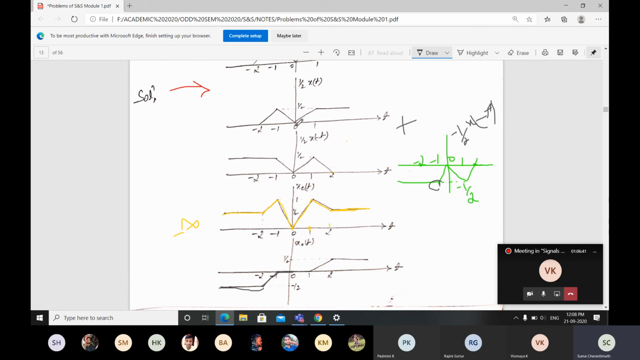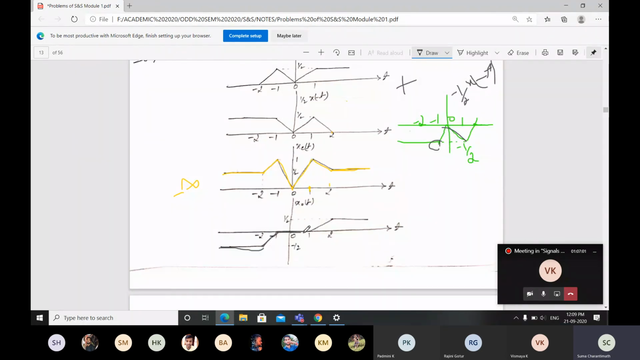Then from 0 to 1, here is a positive 1 by 2. Then here from 0 to 1 is a negative 1 by 2. Positive and negative values are going to cancel off. Positive 1 by 2, negative 1 by 2, it will be 0. Right? For that reason, from 0 to 1 again it will be 0.